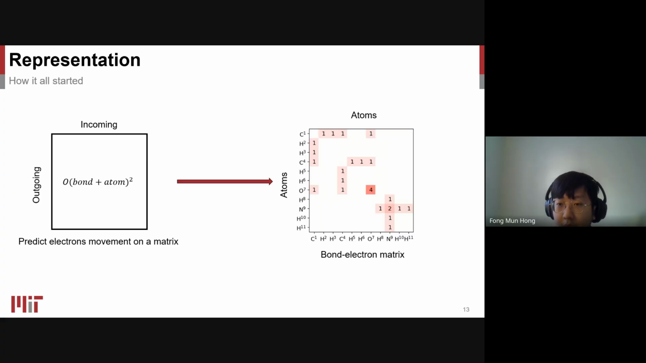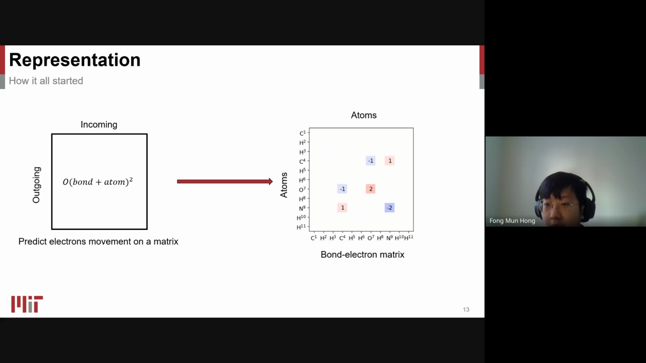That actually leads us to the bond electron matrix formulation, where all of these entries are now the electrons. And then, let's say a change of electrons would mean a delta B matrix here. So this change would be applied onto the entries. So you're basically shifting the electrons.